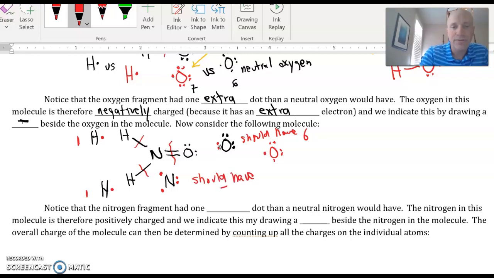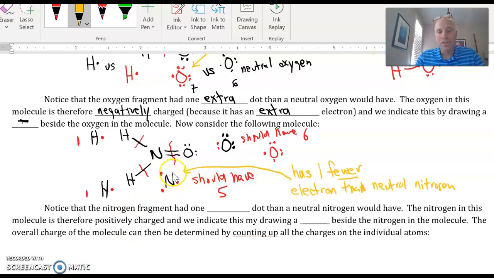But notice with nitrogen right here, based on its position, nitrogen should have 5. That's how many valence electrons a neutral nitrogen should have. What this indicates is that this fragment for nitrogen has one fewer electron than what it needs to be neutral. In order to be neutral it needs 5, but it has one less of these negative particles than it would need. That means it's going to overall be positive.